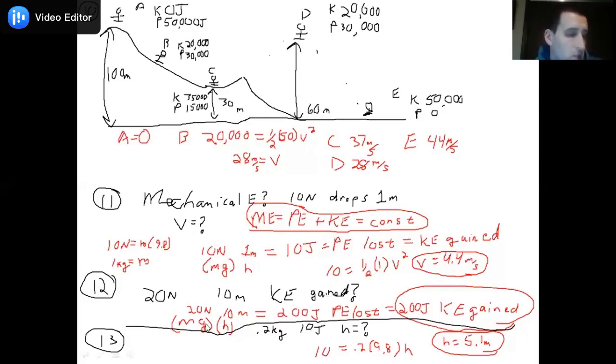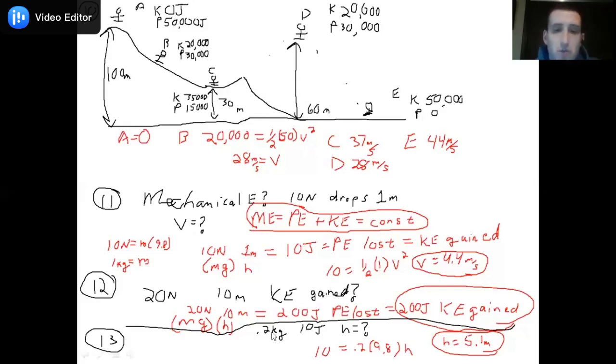Number 13, a 200-gram ball is thrown upward with an initial kinetic energy of 10 joules. What is the maximum height the ball will attain? So if it starts out with 10 joules of kinetic energy, at its greatest height, it's going to have 10 joules of potential, right? Kinetic at the bottom equals potential at the top. When it reaches the top, it's not going up anymore, and it's not falling yet, so it's going to have no kinetic, so all the energy is going to be potential.